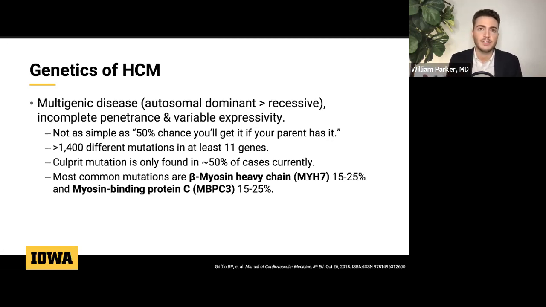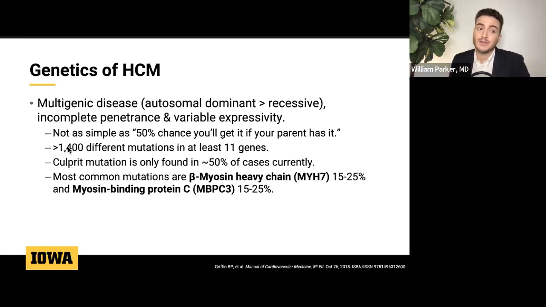So incomplete penetrance being just because you inherit a gene for it doesn't mean you're going to express it at all. And variable expressivity means two people can inherit the same gene, but have very different symptomatology and different severity of the disease.